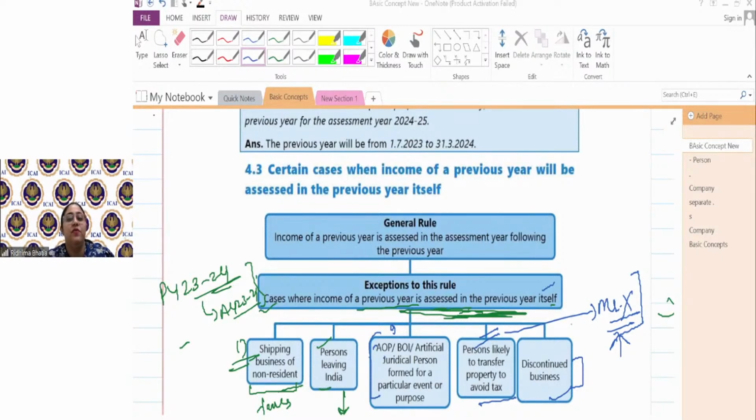If a business has started on 1st March, the previous year would be 1st March, say 2024 to 31st March 2024, but the assessment year would be April 24 to March 24. I hope Devendra, your question is also answered. Deemed means assumed, guys.